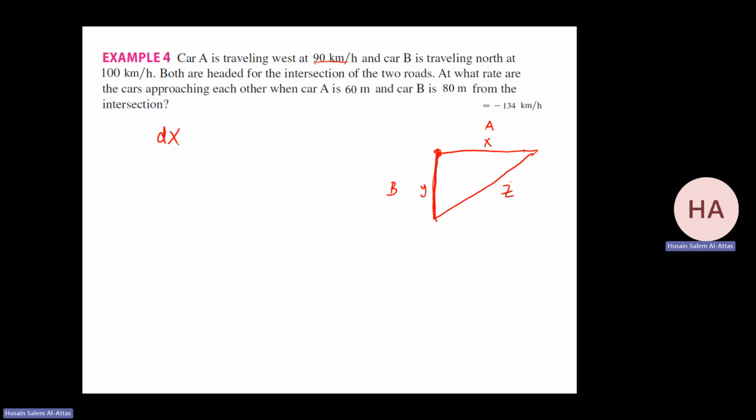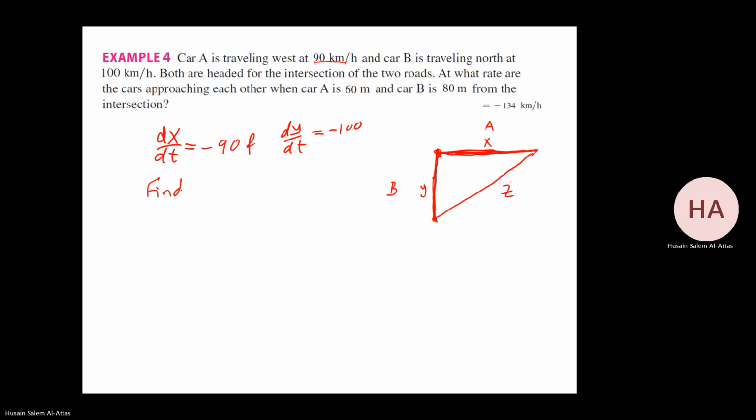I have dx by dt. Notice one thing. If I consider this is the distance traveled, as I'm going in this direction, the distance is decreasing. So this will be minus 90. And the same thing here. As I'm going to the intersection, the distance is decreasing. So I have dy by dt equal minus 100.